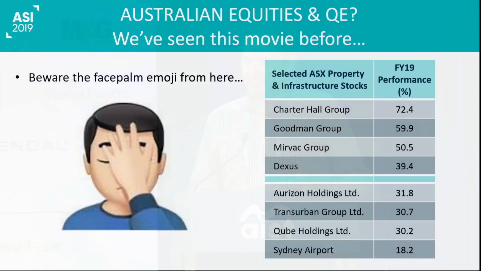But these stocks have performed extraordinarily well. Charter Hall, Goodman Group, Transurban, Sydney Airport, all bond proxies, all that you would expect to perform well. And these stocks are by no means cheap. Sydney Airport trades on a PE ratio of around 44 times today. So we can certainly understand why our managers wouldn't want to own it.